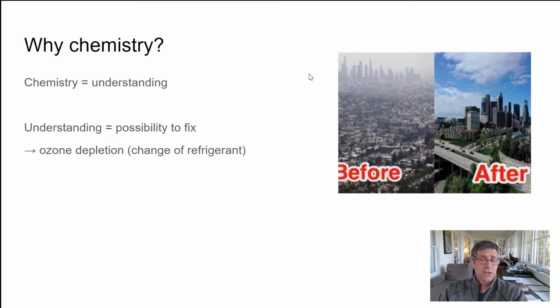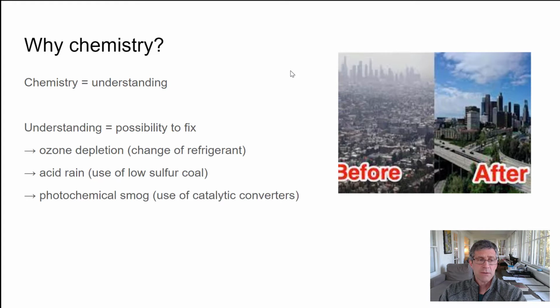Take ozone depletion. We had a problem of ozone depletion, and we enacted laws globally to prevent the use of certain refrigerants which led to the ozone depletion. And this has had a big effect. Acid rain used to be much worse. It's still an issue in many places, but it used to be much worse. We now don't use high sulfur coal, and we use very little high sulfur diesel. So just being careful what we burn makes a big difference.